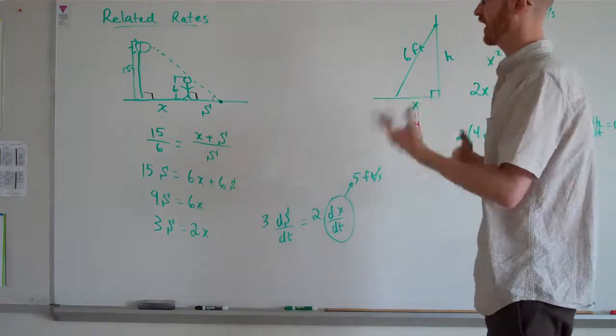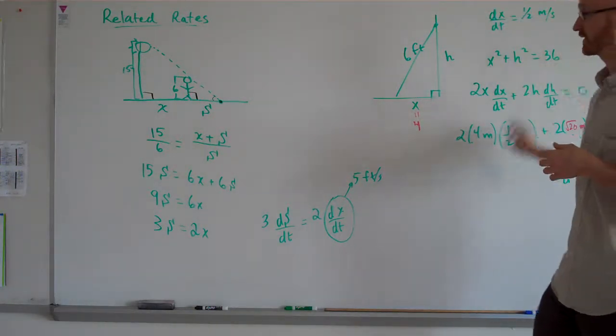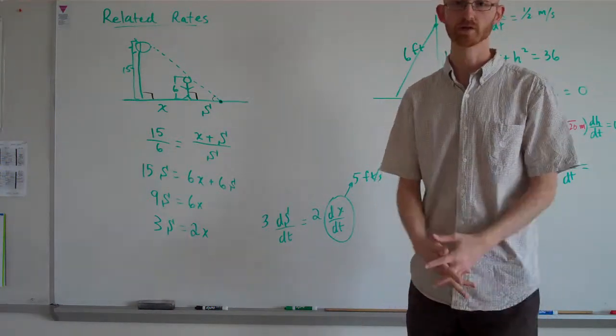So this is just a few ideas of what related rates can be like. Here we've got a Pythagorean theorem, here we have a simple similar triangle. All kinds of different things can come up from this.